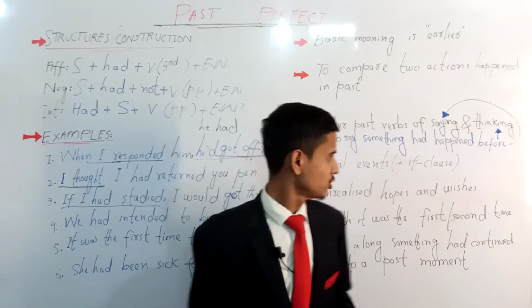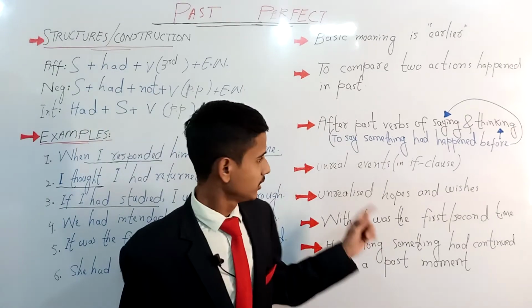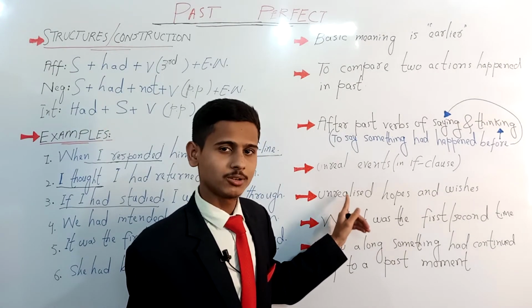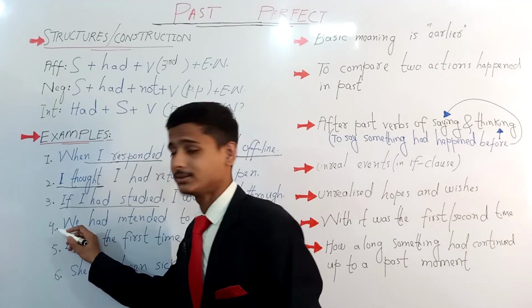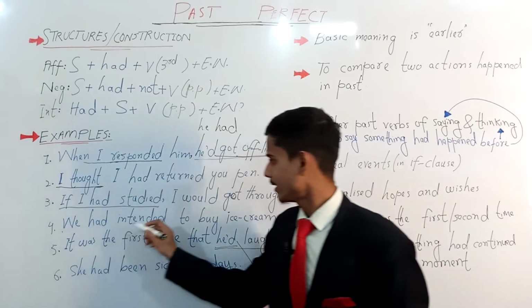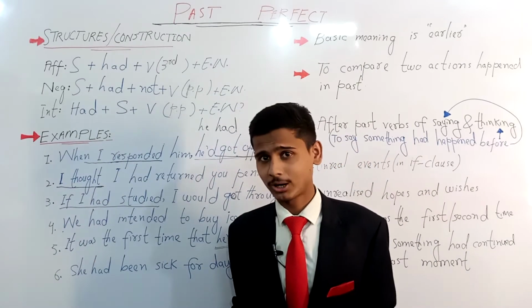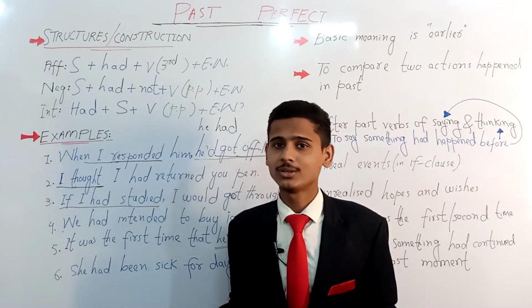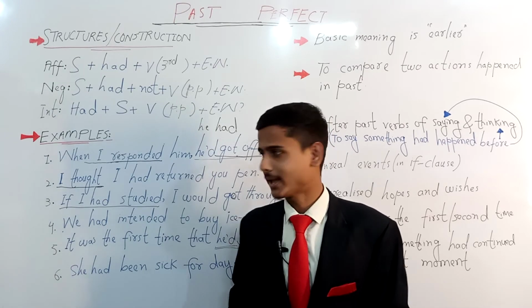Right? Moving towards the next one, unrealized hopes and wishes. This usage of past perfect can be proved when we look at this example. Example number 4. We had intended to buy ice cream. This was our wish to buy ice cream. Since we had no money, we were not able to buy, or we couldn't buy, right? We didn't manage to buy actually.